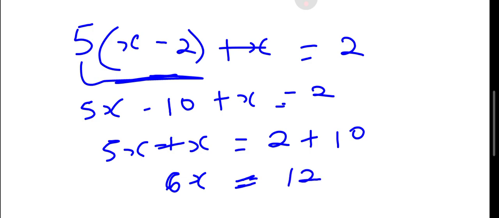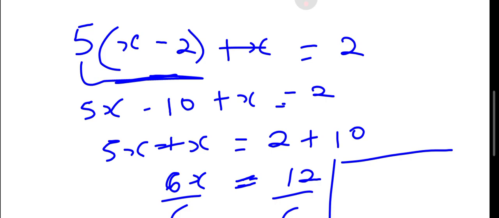So here too, you divide both sides by 6 as usual. And now we have, so 6 cancels 6. So now x is equal to what? 12 divided by 6 will give us what? 2. And that becomes the value of x.